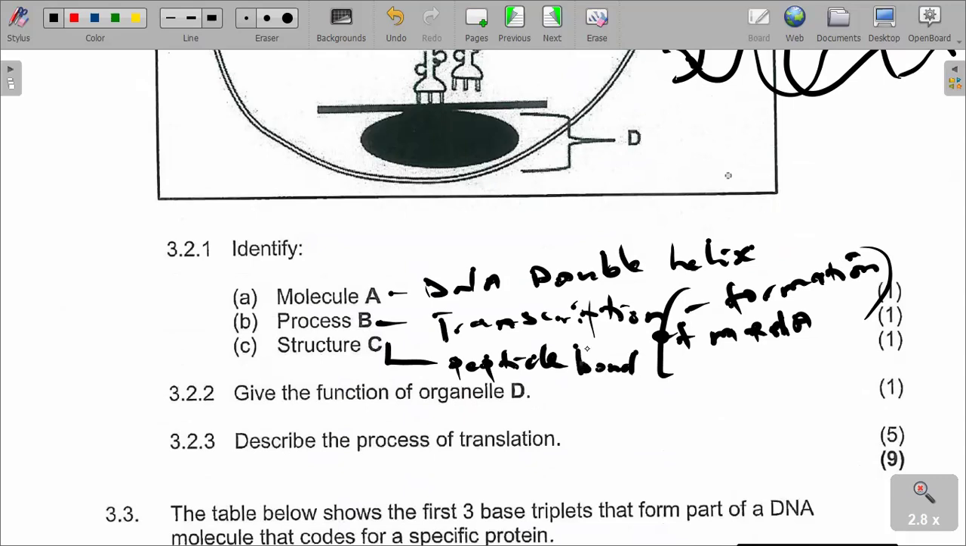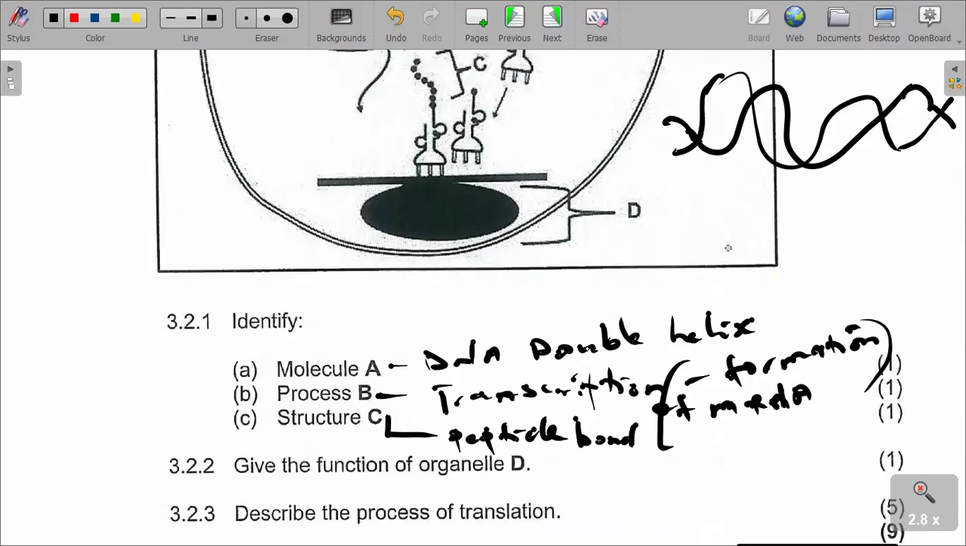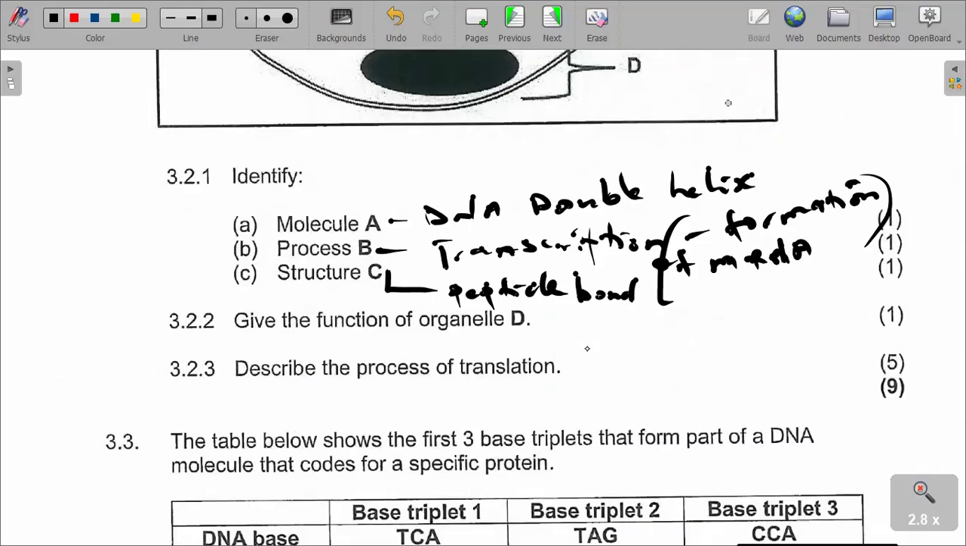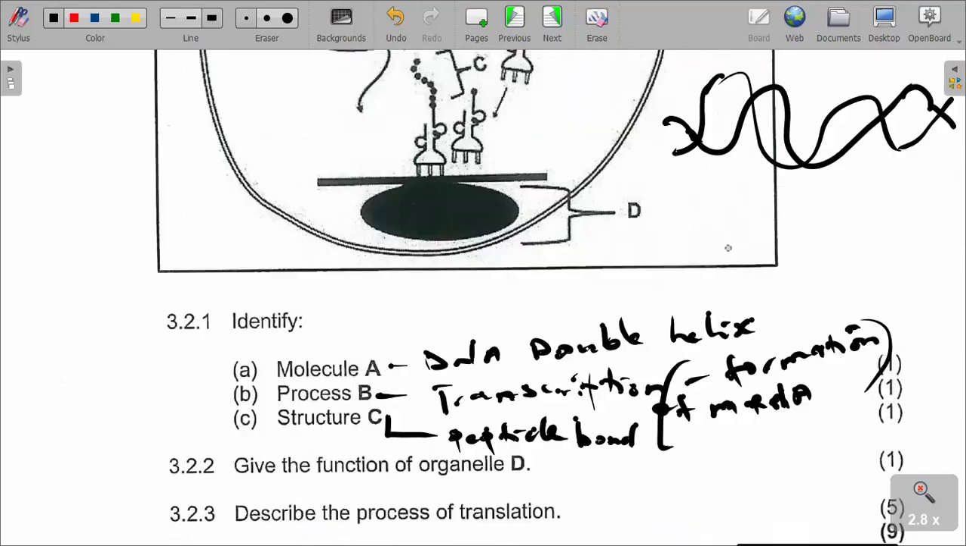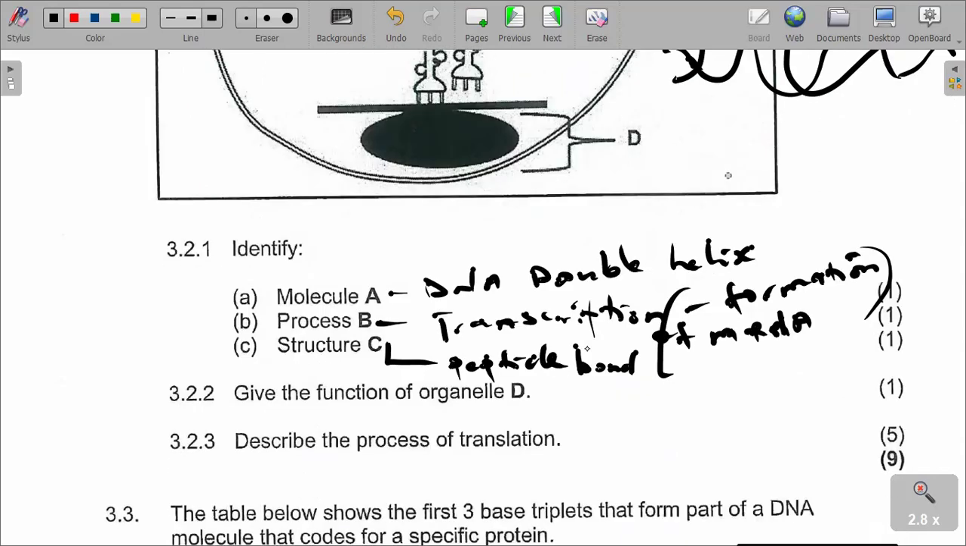It's a chain of amino acids joined together. This C is identifying the chain of amino acids that are joined together, that is a peptide bond. Then, give the function of organelle D. It is the ribosome. The question says give the function, not the name anyway. We are saying it is the ribosome.